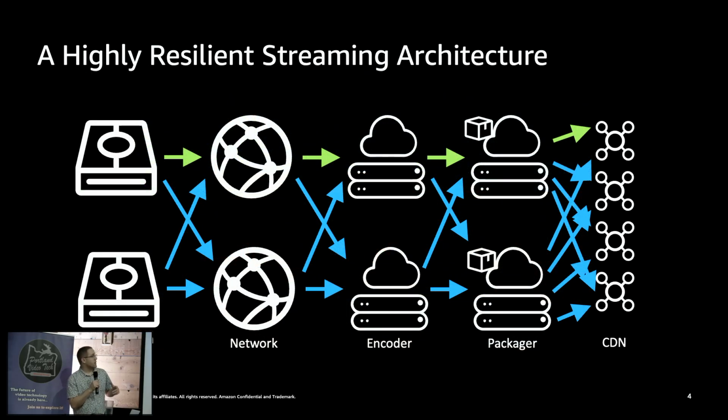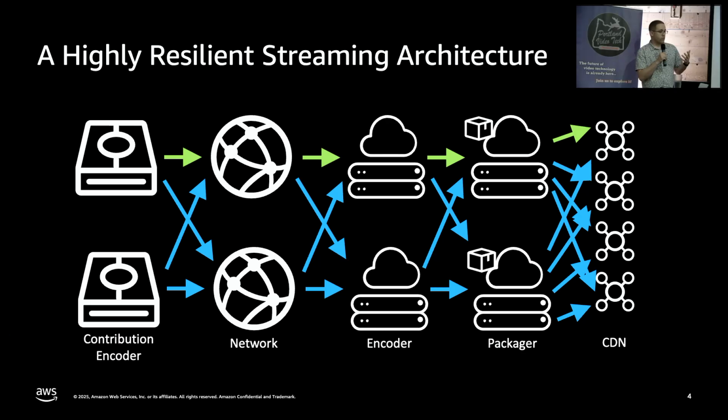Now, what does this look like in terms of an actual production environment? In a production environment for these big events, you're going to see massive redundancy. You're going to see dual contribution encoders feeding the cloud so that if one of them goes down, you don't have an issue. You're going to see different regions or different networks involved so that if one network goes down, or one region goes down, you, again, don't lose it. You'll have encoders in different places for the same reason, dual packagers in different places for the same reason, and finally, you'll have as much redundancy at the CDNs as the customer wants to support.